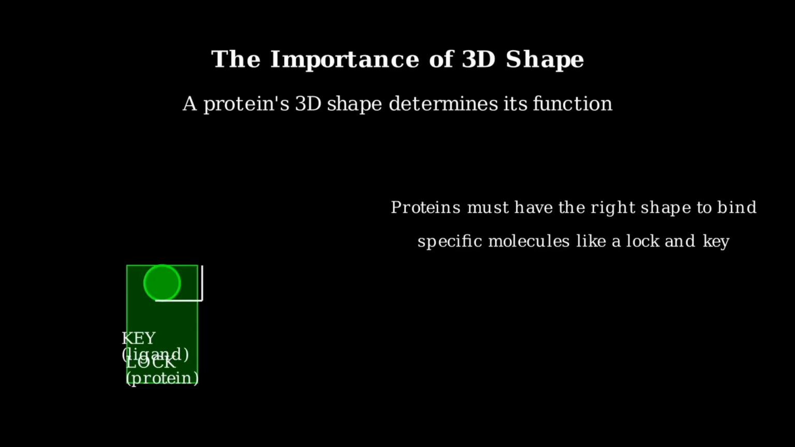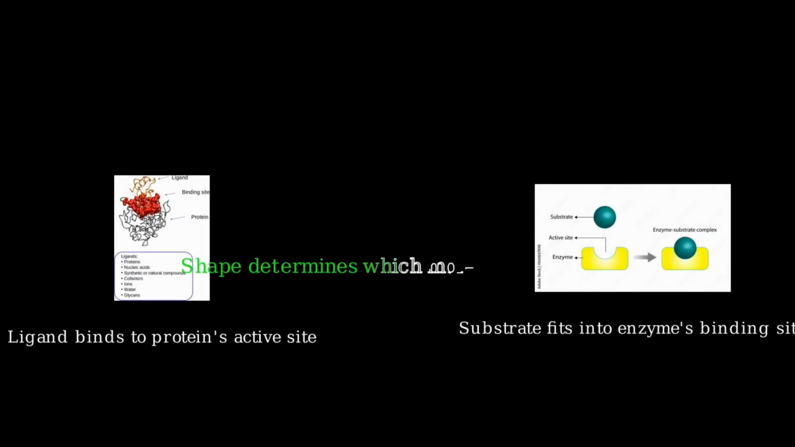Think of it like a lock and key mechanism. In real proteins, this lock and key relationship is essential for biological processes. A protein's shape creates specific binding sites that only certain molecules can fit into, much like how a key only works with its matching lock. This precise molecular recognition drives all protein functions.